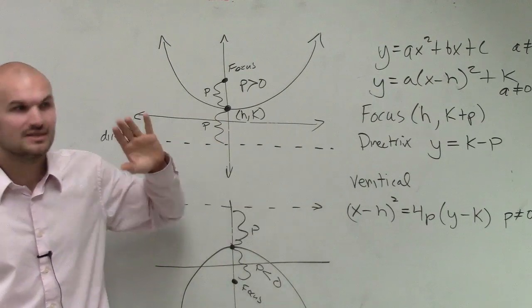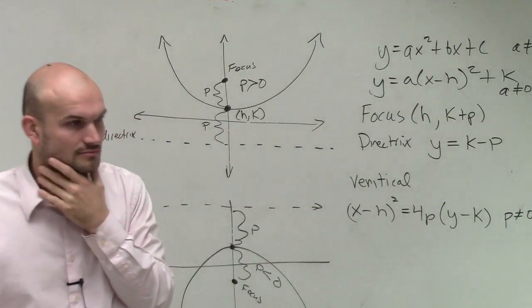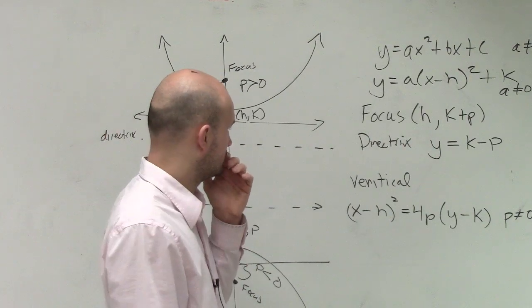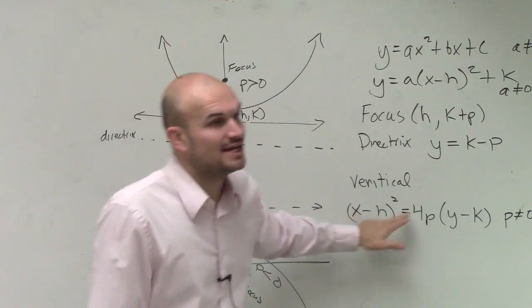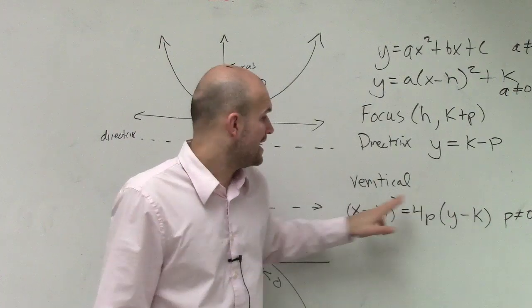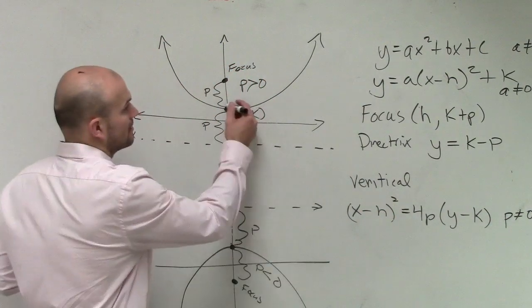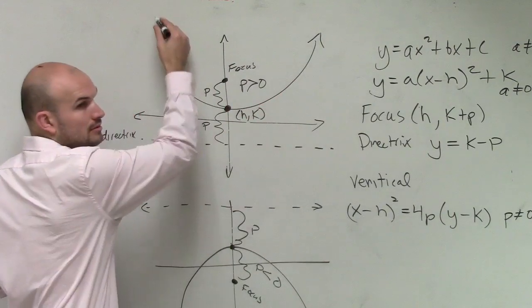If h, k is the coordinate point, what's x and y? h, k is your vertex. x and y represent all of the points on your parabola.